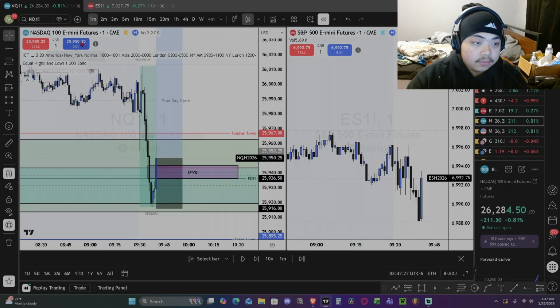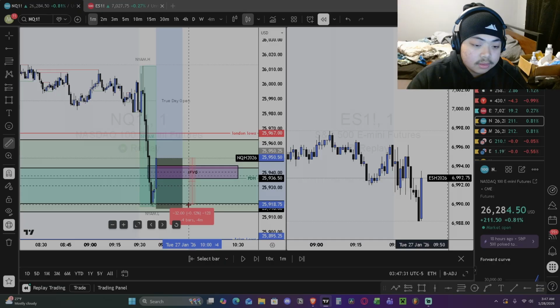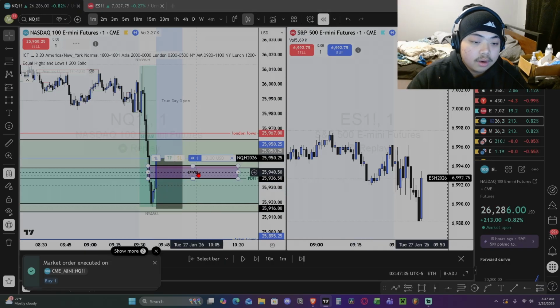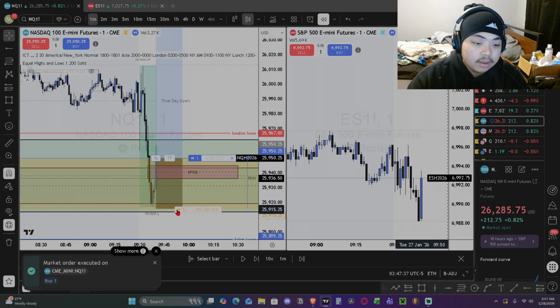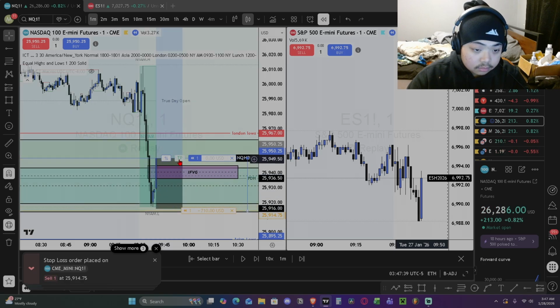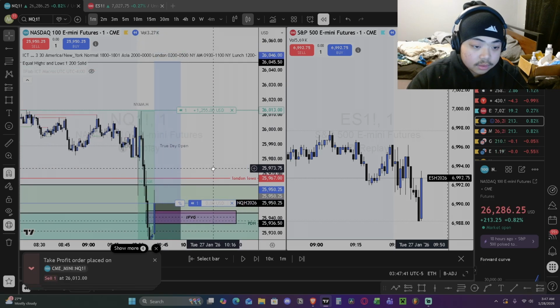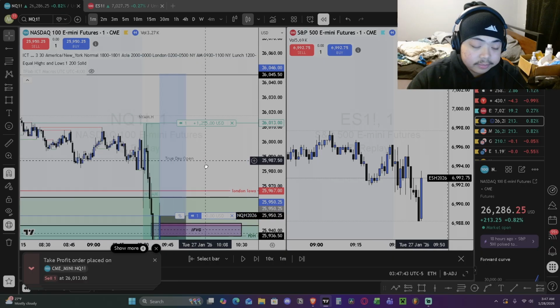So I enter off 1 contract. Usually what I do is just measure how many pips there are. There's 30 points. So I would just risk 1 contract, risking 500 around there, and then usually break even like right here.